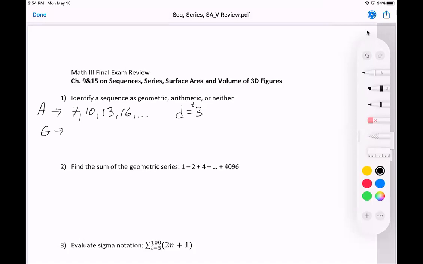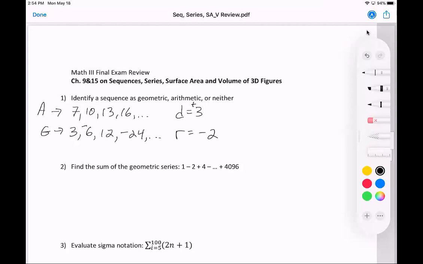Example of a geometric sequence. Let's say we start at 3, and then we have -6, and then we have 12, and then we have -24. See if I did those right. That would be an example of a geometric sequence. My r, my common ratio that I'm multiplying by, is -2. So each time we're multiplying by -2. And you should be able to find the next 3 terms in that sequence.